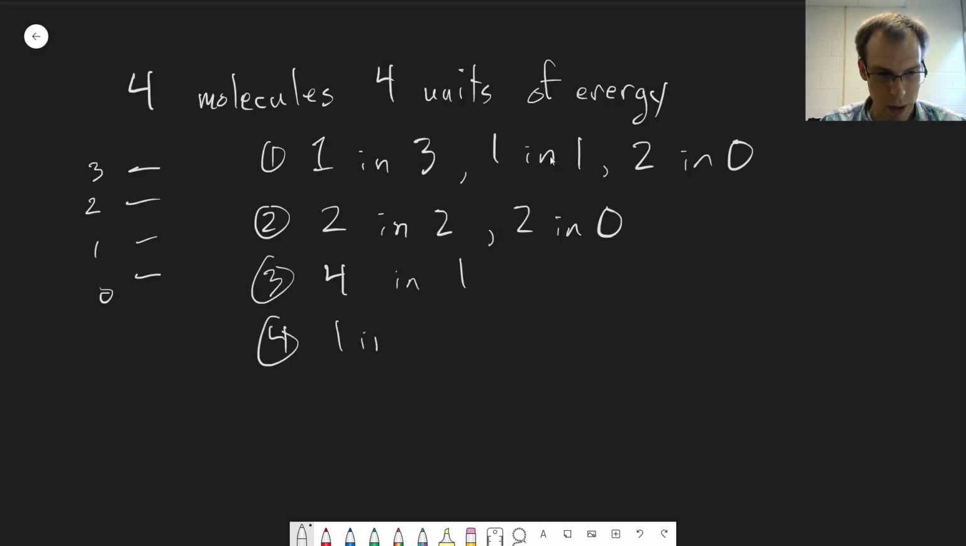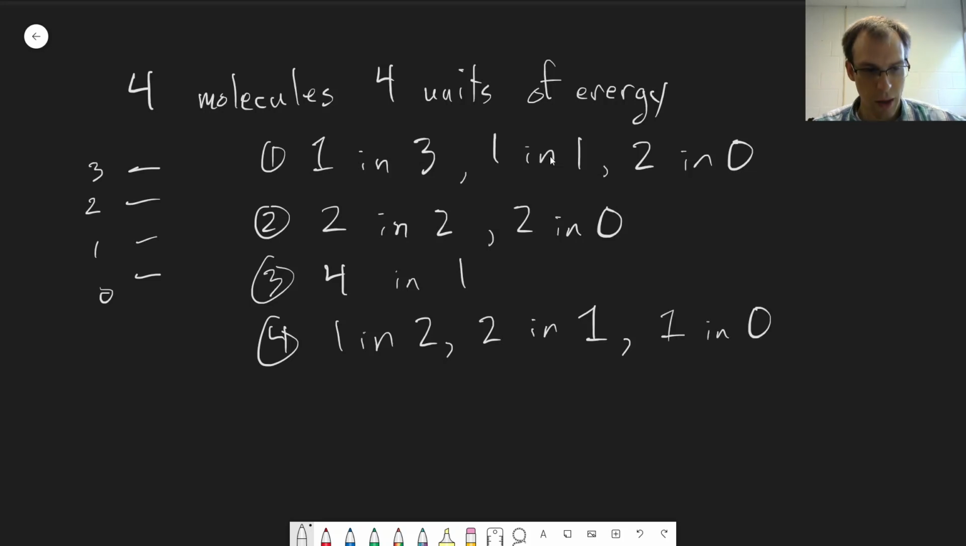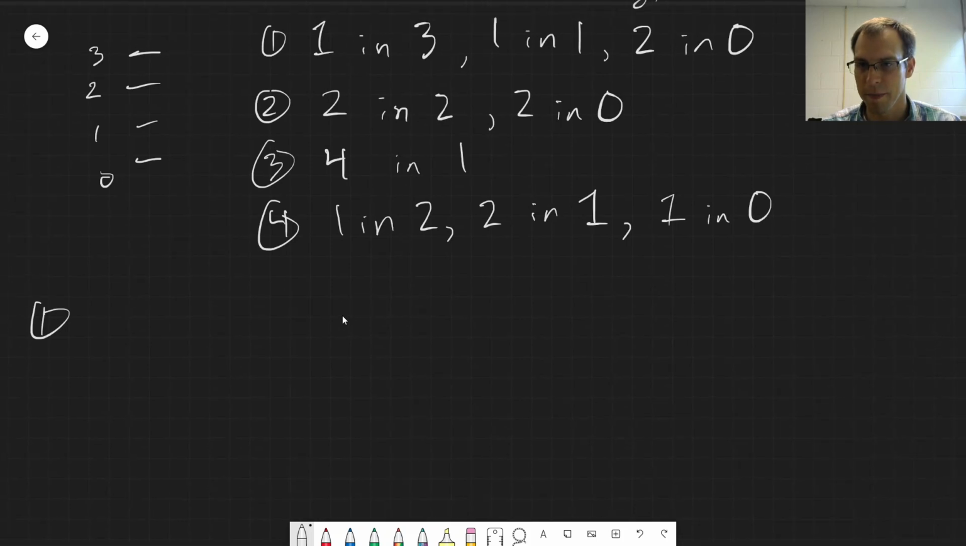Or we could have 1 molecule in state 2, 2 molecules in state 1, and 1 molecule in state 0. Right, so those are our 4 possibilities here. And then we can go ahead and calculate W for each of these configurations. All right, let me give myself a little bit of space here.